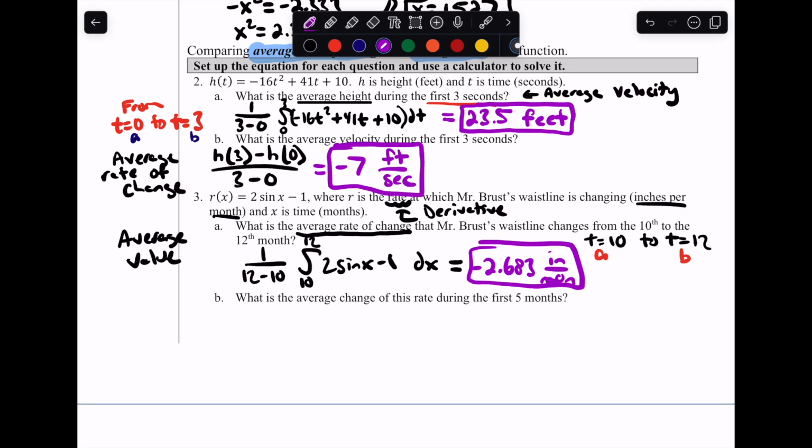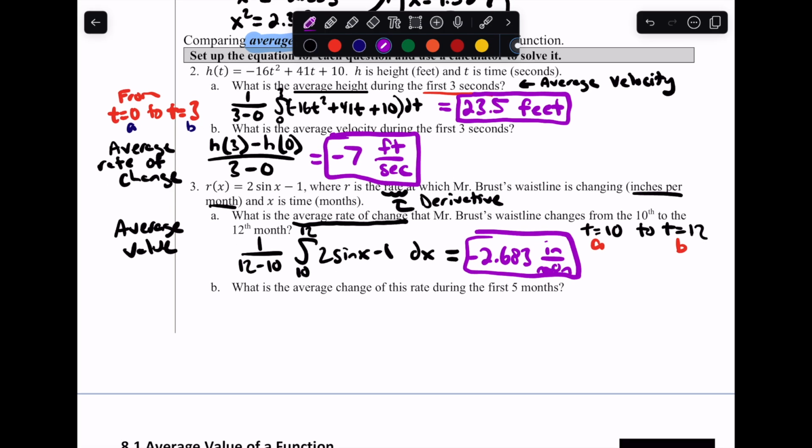Excellent. Last one here: what is the average change of this rate during the first 5 months? If we're talking about how the rate itself is changing, this is where we go into our average rate of change equation. Sometimes the toughest part of these is trying to figure out, based on the wording in the problem, which equation to use based on what they gave us. Paying attention and being really deliberate is important as you're working through, so that you're not mixing up these two equations. What is the average change of this rate during the first 5 months?